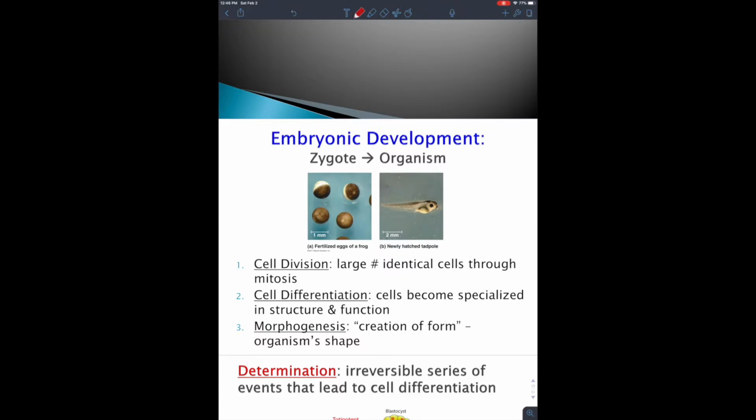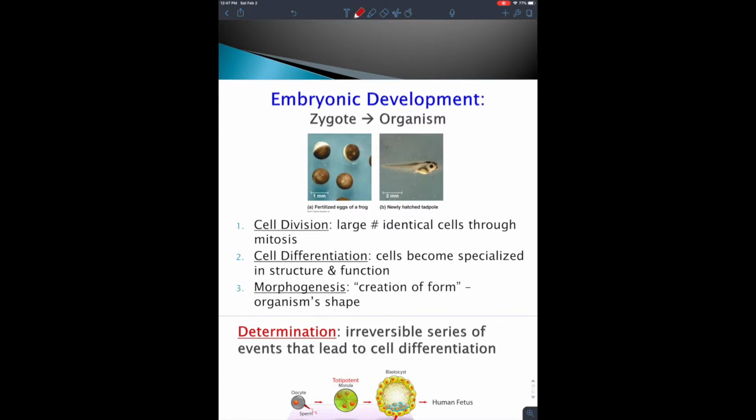Embryonic development. So this is where we're going to get into a little bit of a stem cell conversation and why things develop the way that they do. When we're going to talk about zygote to organism, and there's some steps in between. You got zygote to embryo to fetus to organism. Zygote is that collection of cells, so just when fertilization happens.